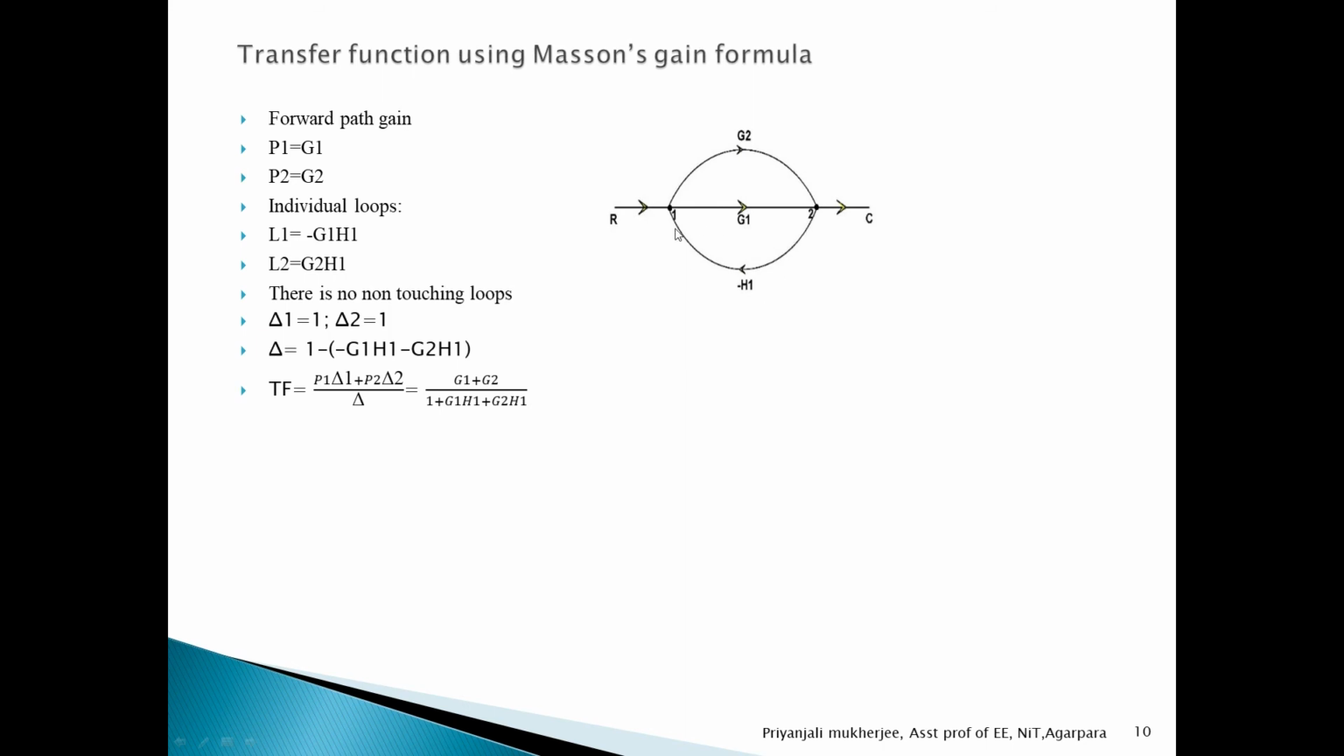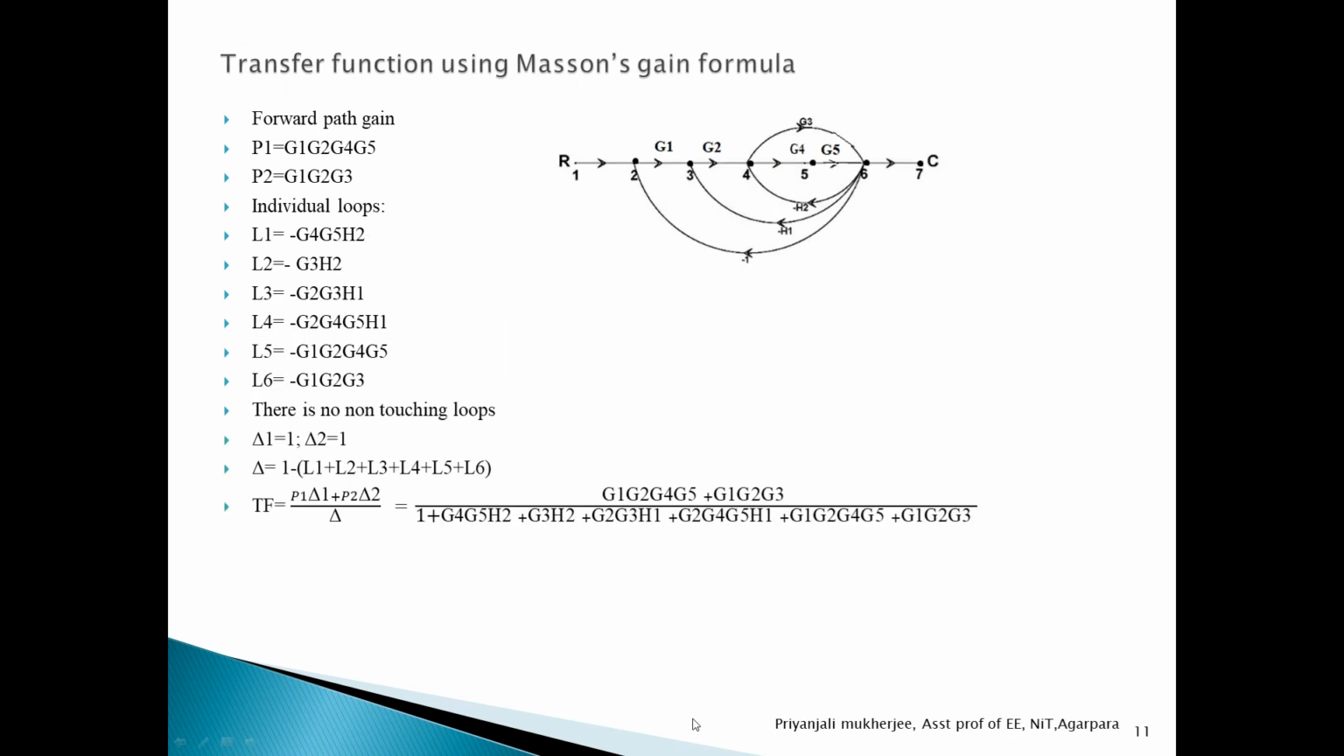Next I need to calculate delta, which is 1 minus the summation of individual loop gains. There are two individual loops, one is G1 into minus H1, another is G2 into minus H1. So 1 minus the summation of these two gives delta. Next we apply the transfer function equal to Mason's gain formula, (P1 delta 1 plus P2 delta 2) by delta. P1 is the first forward path, into delta 1 which is 1, and P2 is the second forward path, into delta 2 which is again 1, and delta equals 1 minus the summation of individual loop gains, that is 1 plus G1 H1 plus G2 H1. So this is the overall transfer function of this signal flow graph.